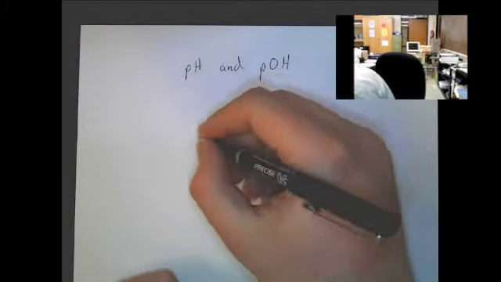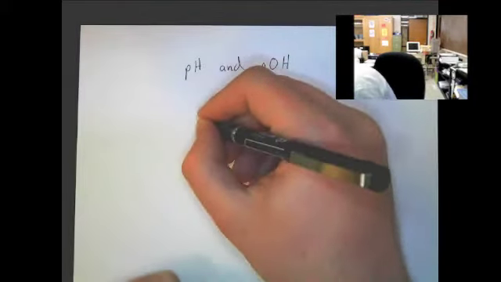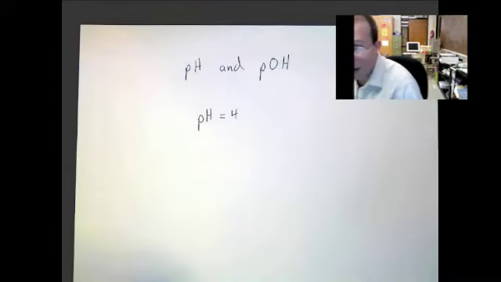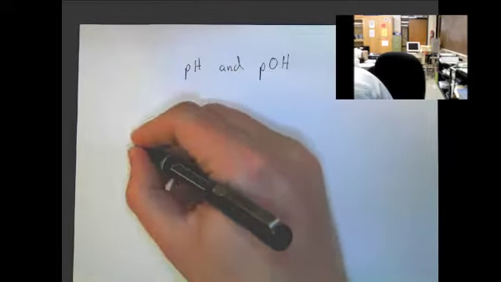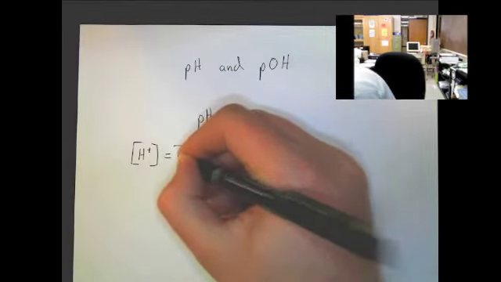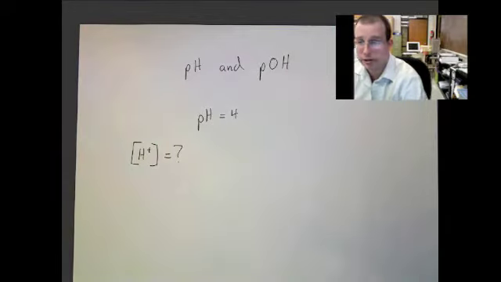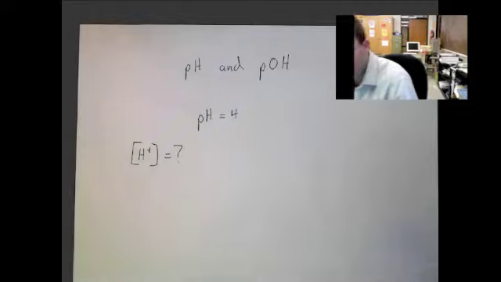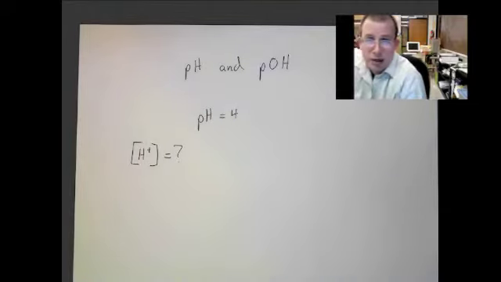So let's say that we have a solution that has a pH of 4. And we want to figure out what is the H+ concentration of that solution. What is it? How are we going to figure it out? So there's an equation that we can use to solve this. It's pretty simple, just like the other one. However, you just have to remember how it works.